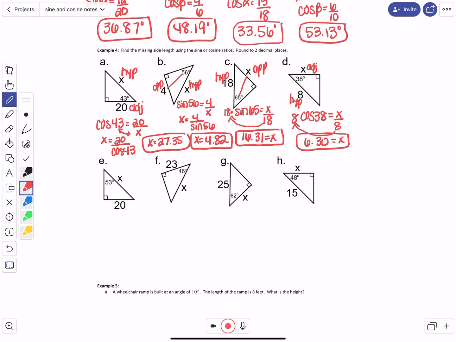All right, so if you feel like you're getting the hang of it, now would be a good time to pause and maybe try these 4 on your own, or pause and look at one and try one and then play it.